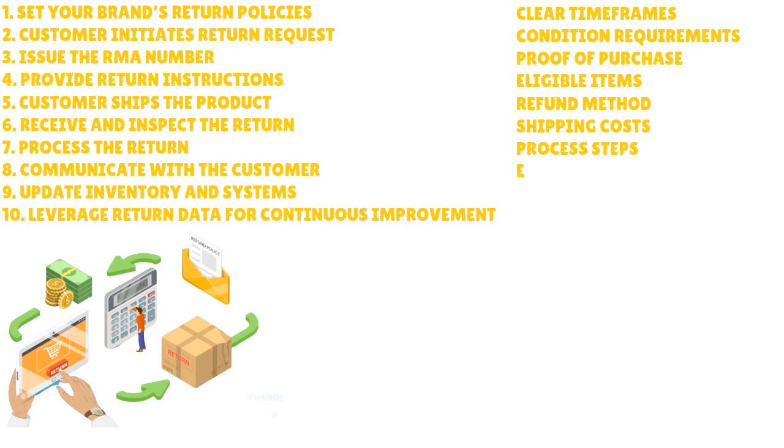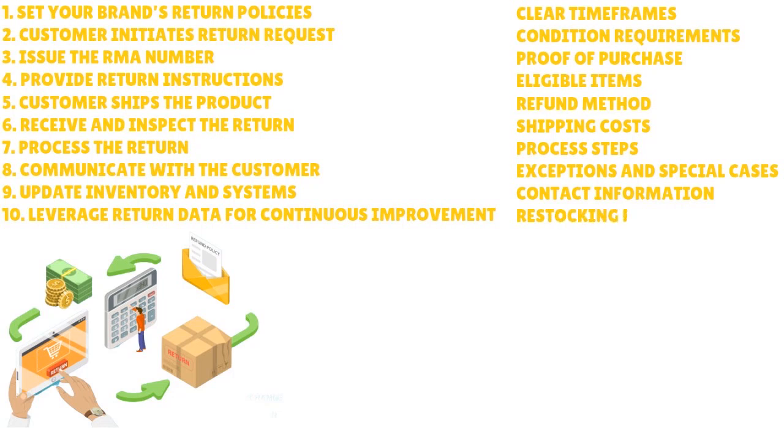You want to have exceptions and special cases. Mention any exceptions, for example, damaged or defective items, and how they are handled. You also want to mention contact information. Here you want to provide contact details for customer service to help with any return related questions, and also restocking fees if applicable. Okay.